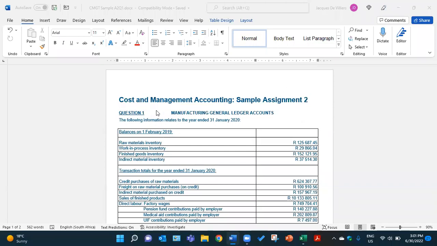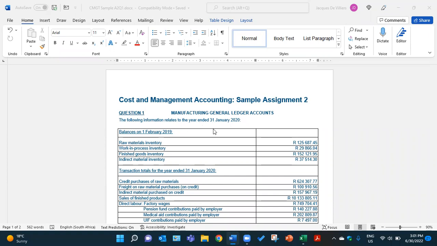So in this presentation, I'm going to look at sample assignment 2, question 1 for cost and management accounting of the ICB courses. And this question is all about the manufacturing general ledger accounts. And this is the information that you get. They tell you that this information relates to a year that has ended.